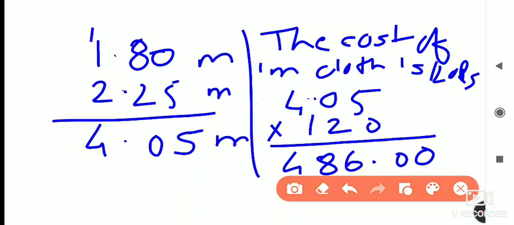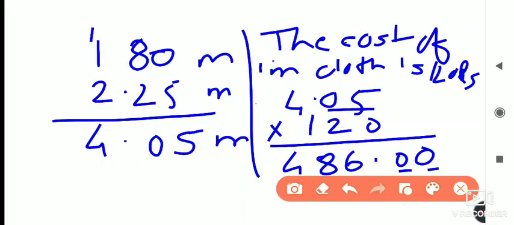First of all, its multiplication is this, and I have to give the point here. In the question, I have to check where the point is. In 4.05, there are 2 digits after the point, and in 120 there is no digit after the decimal point. So in total there are 2. From the right side you have to leave 2 digits, so 1, 2, and give the point here.